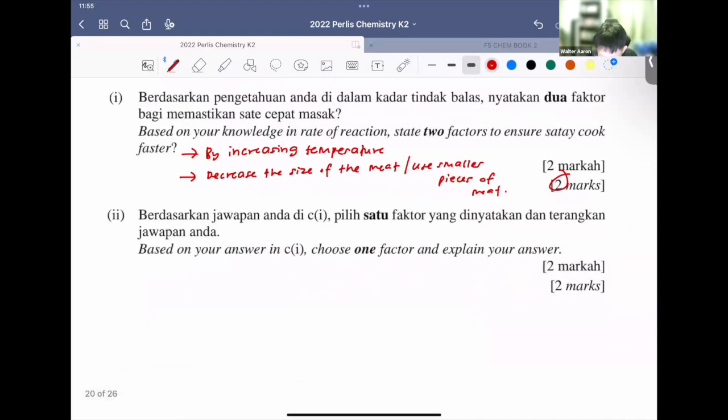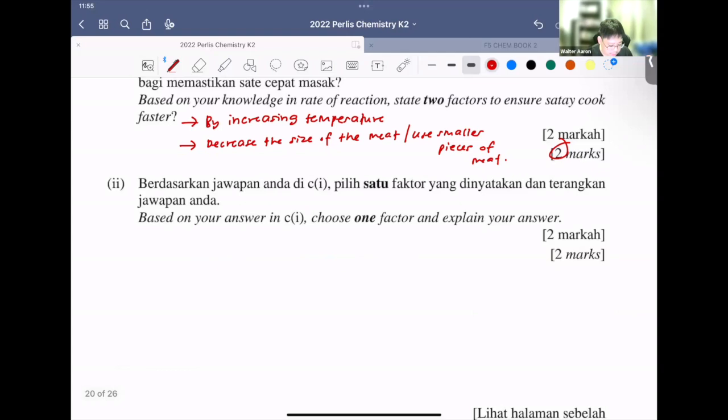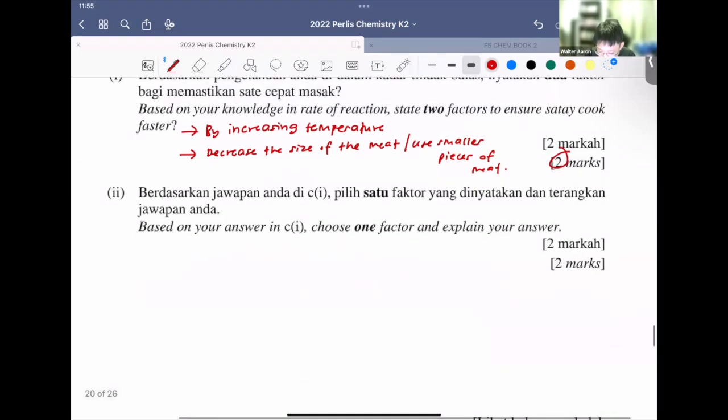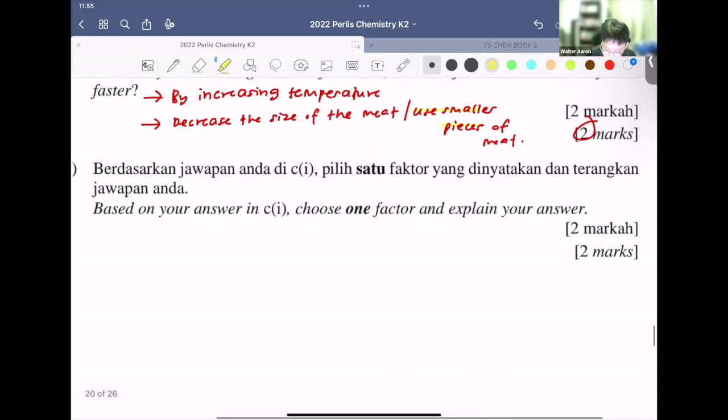So based on your answer, choose one factor to explain your answer. This is based on the collision theory. So perhaps what we can say here is that maybe we choose the smaller pieces of chicken. You can just say that a larger surface area can be produced so that the meat can actually react with the heat, and that can actually increase the rate of reaction.